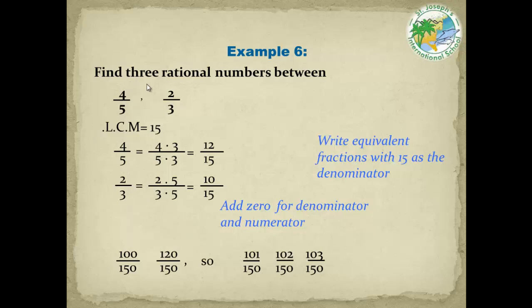If we want to find rational numbers between two fractions, in the first step you make equivalent denominators by multiplying the numerator and denominator by numbers to get equivalent denominators. After we finish equivalent denominators, we can put zero in the numerator and denominator, and we can find the rational numbers between the two fractions. I hope everyone can understand this lesson.